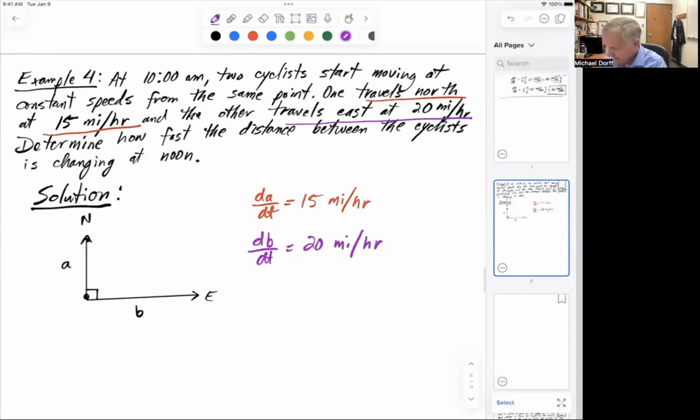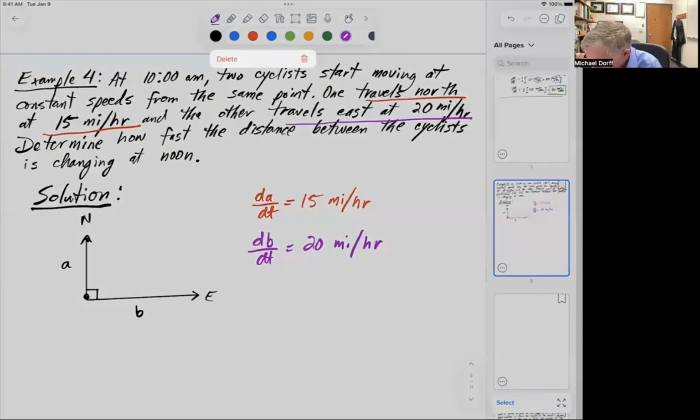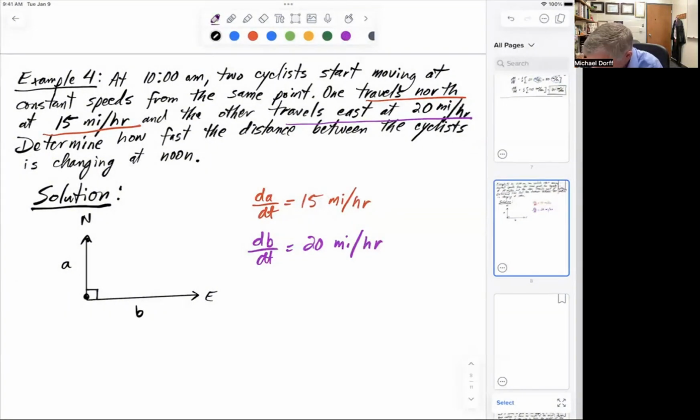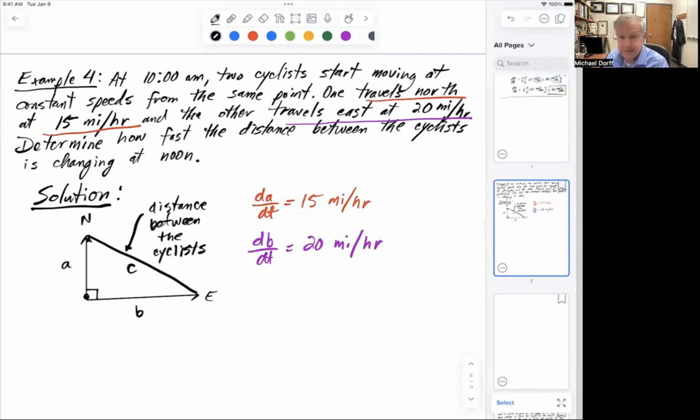The question is how fast is the distance between the cyclists changing at noon. So where is that distance between the cyclists? That's this distance here. So this is the distance between the cyclists, and we're going to call that C. Randomly picked A, B, and C? No, I didn't randomly pick them. Why did I pick A, B, and C? Because you should be thinking Pythagorean theorem there.